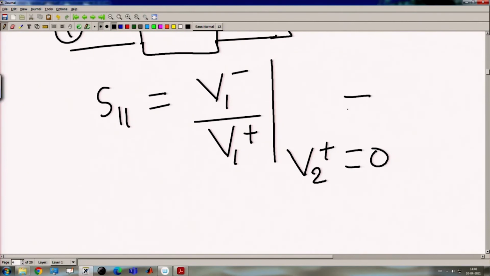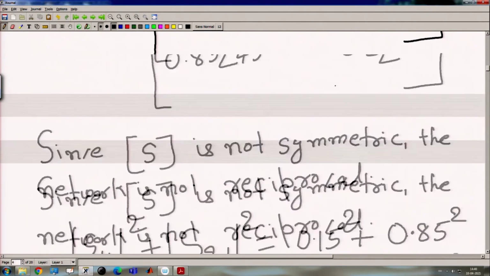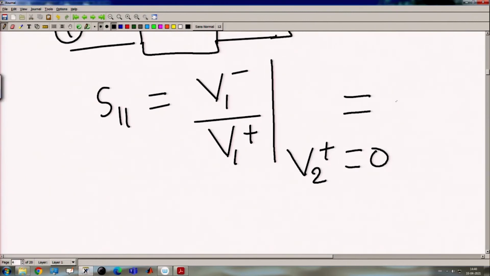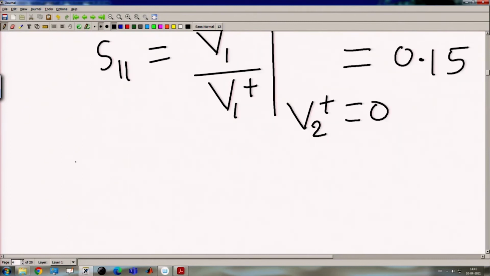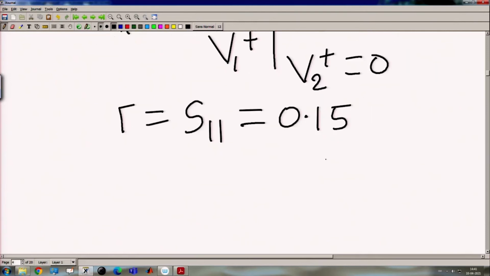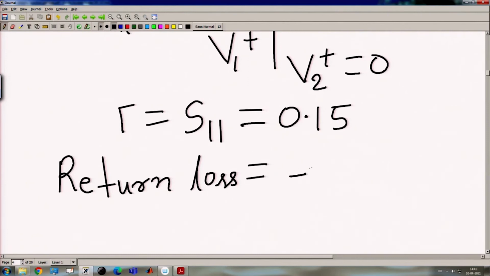So, by seeing the matrix we can know that S11 will be 0.15, and we can find out the return loss. S11 is 0.15, so gamma, the reflection coefficient at port 1, equals S11, which is 0.15. From this gamma we can find the return loss. The definition for the return loss is minus 20 log of the modulus of gamma.